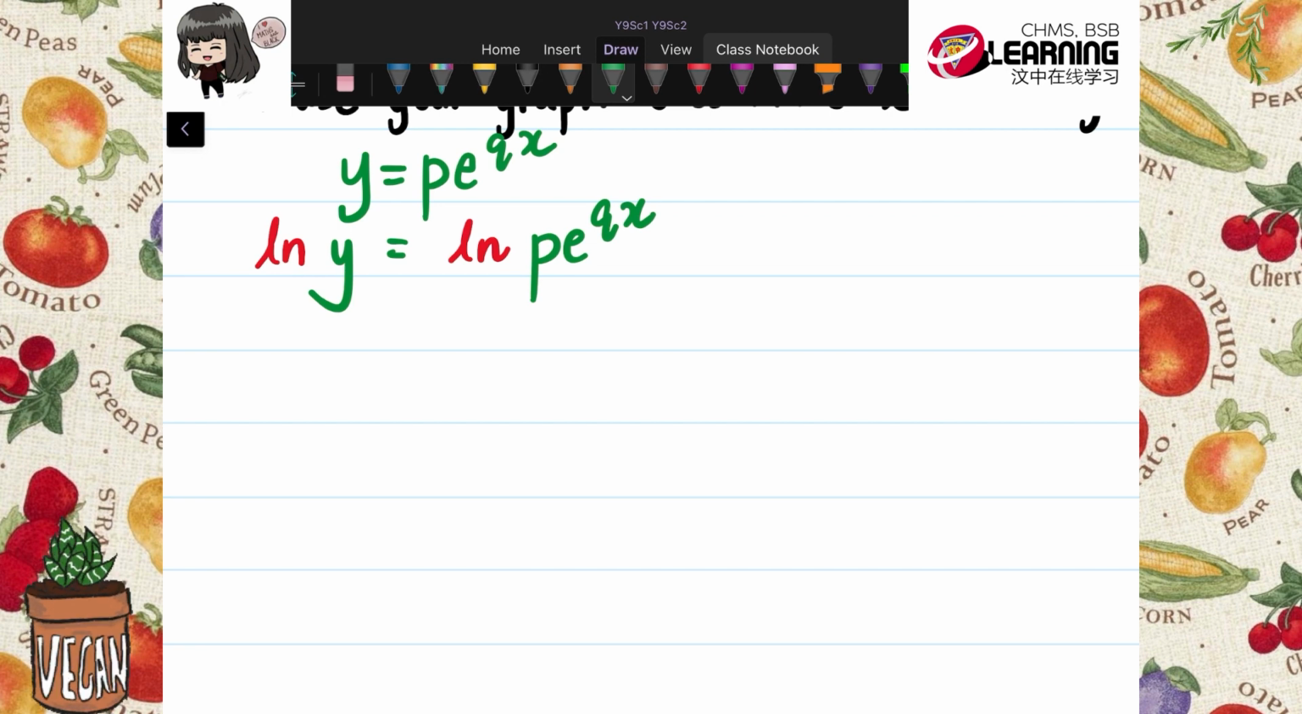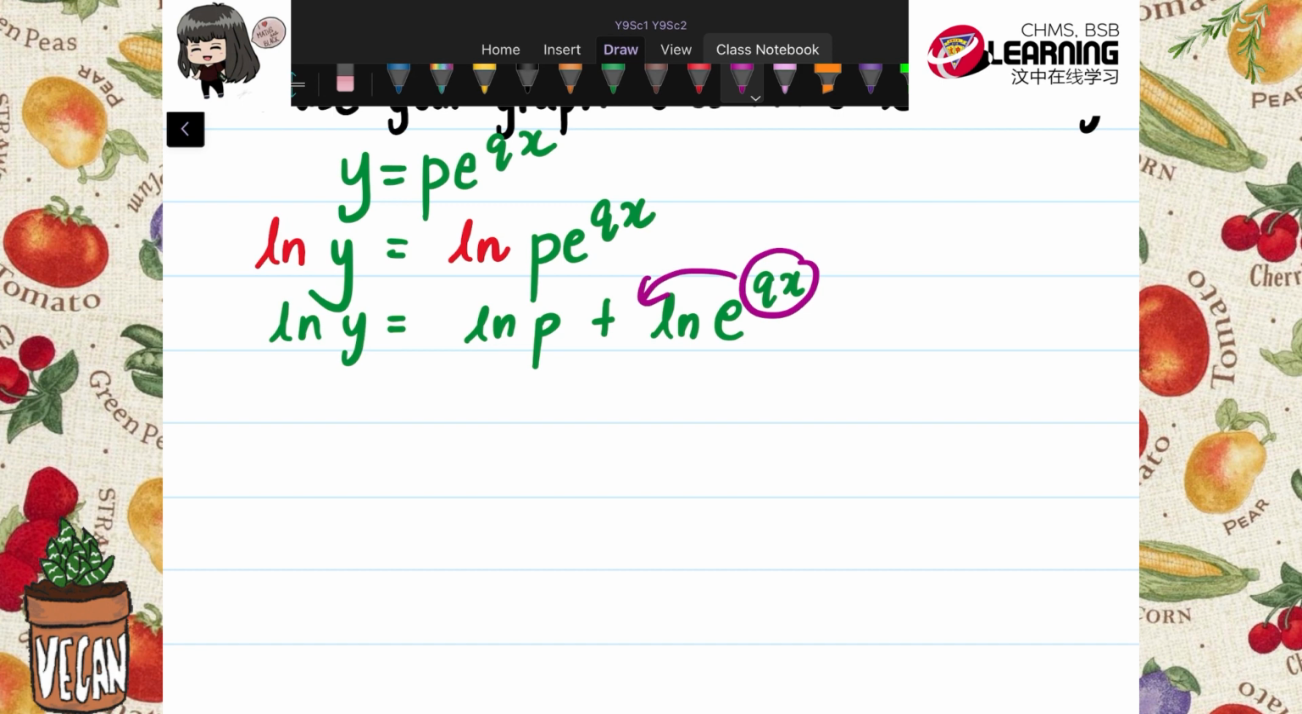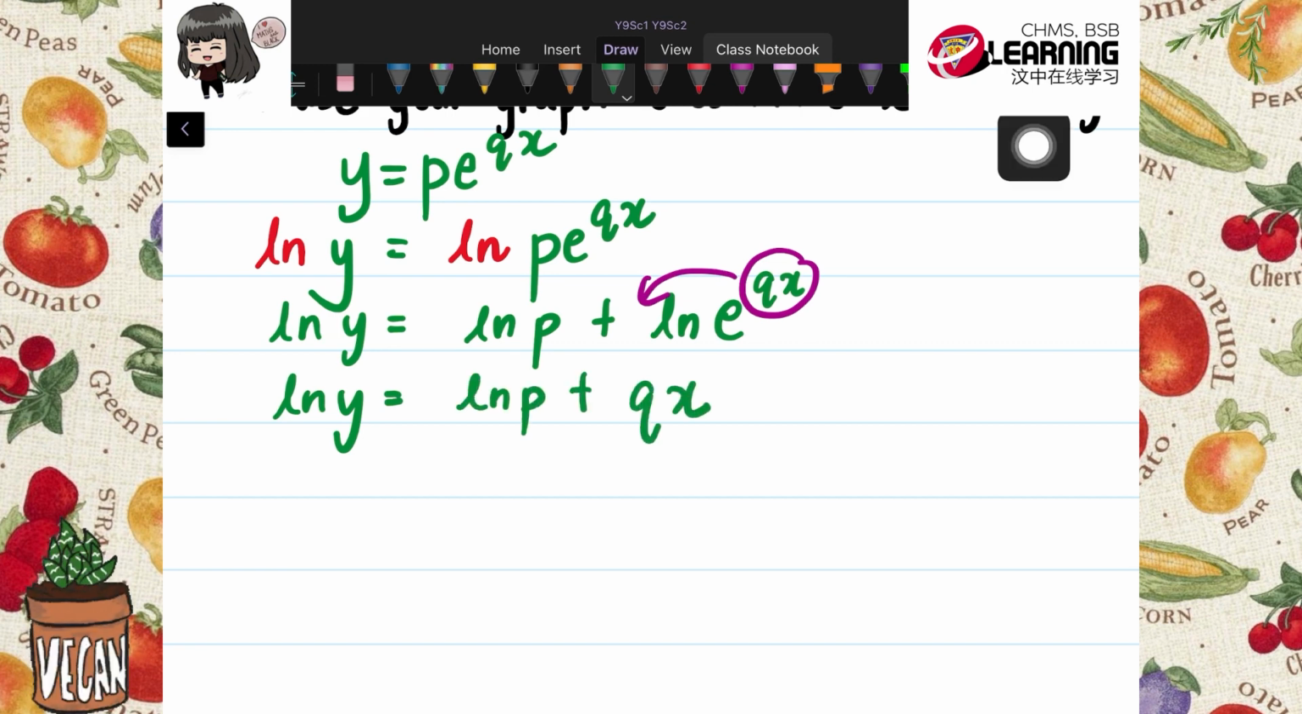Okay, so when I ln both sides, this one I break it into... This is the beginning of the lesson from this topic. If you remember, you can do it, or if not, you can refer back to here. So ln y equals ln p plus qx, I bring it down, and this ln e is equal to 1. Okay, this ln e equals 1 according to the law of log, right?